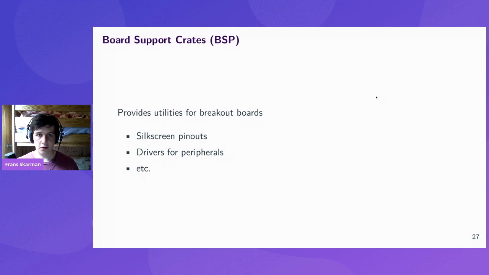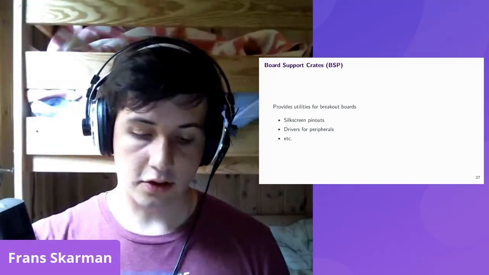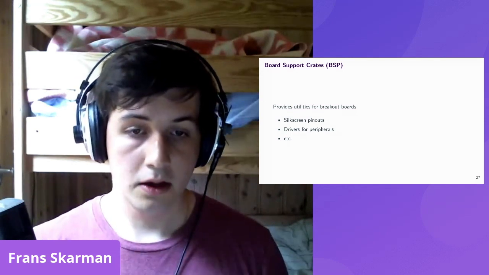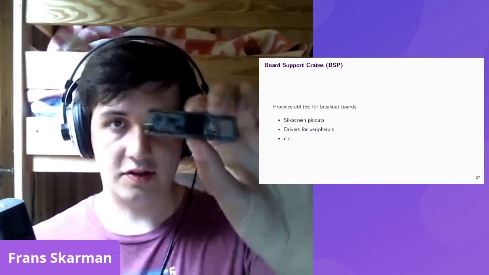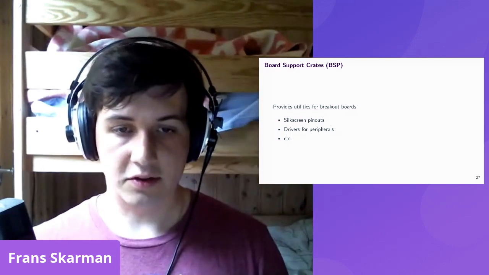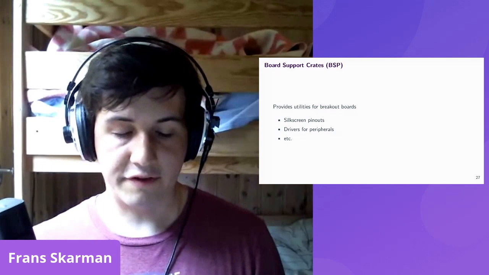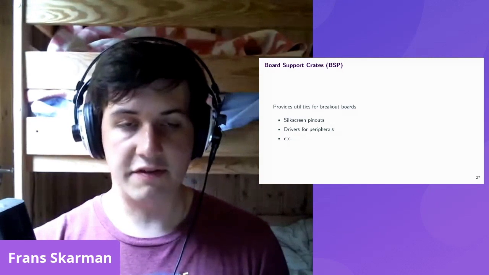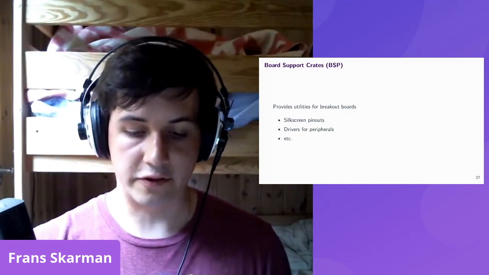You will also come across crates called board support crates, and what they do is provide utilities for breakout boards. So for example, I have this Teensy 3.6 here. It has a microcontroller in the middle, but it also has a bunch of pins on the outside, which, unlike the microcontroller, are labeled with Arduino names. So pin 1, 2, 3, and so on, instead of, for example, PA1, PB1, and so on. So what the BSP for this board would do is replace the names of those pins. It would also probably include drivers for the peripherals. So this one has a micro SD card slot up here. And the BSP for a Teensy 3.6 would include a driver for that.